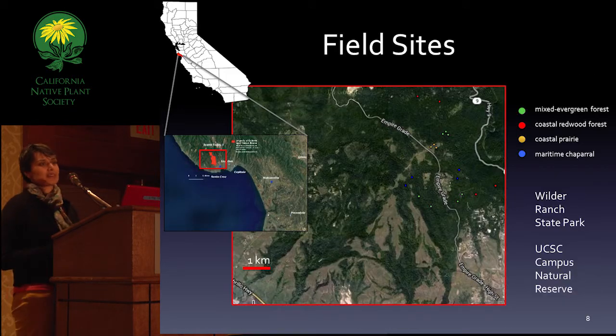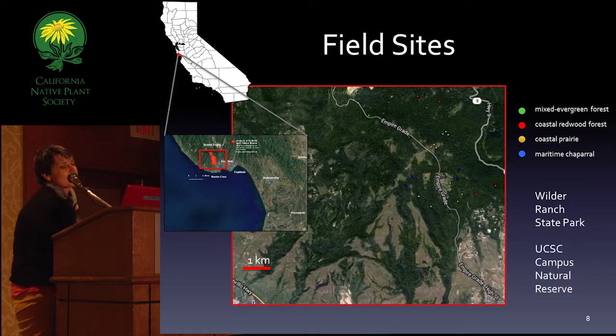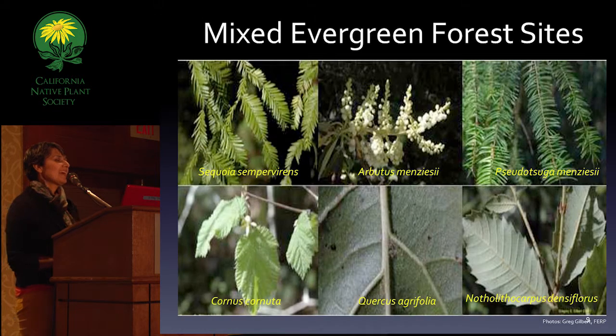So my field sites. This was the really fun part of this research. I got to work in four different habitat types across a landscape mosaic in Santa Cruz County. I worked in mixed evergreen forest, coastal redwood forest, coastal prairie, and maritime chaparral. And my sites were at Wilder Ranch State Park and the UCSC Campus Natural Reserve. And this is a plant conference, so I thought it'd be nice to show you the common species at my sites. We have the usual suspects, right, in the mixed evergreen forest. Redwood, madrone, Doug fir.